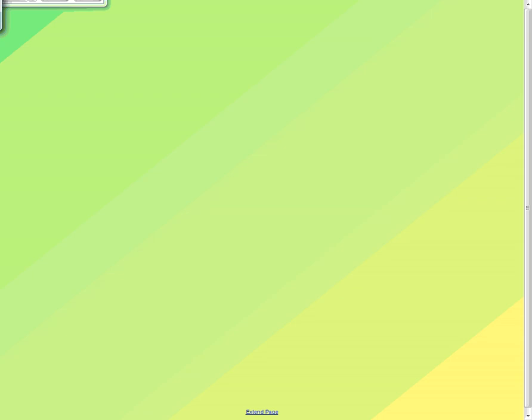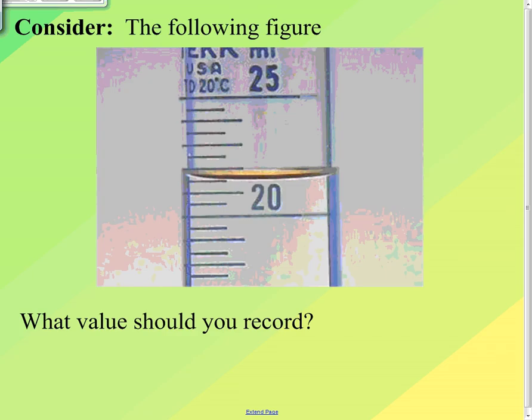Welcome back, folks. Today we want to get into a little bit regarding math in chemistry and math and measurement, really. And we want to talk about something called significant figures. Good. And to start off our discussion, let's take a look at this. Consider the following figure. What value should you record?